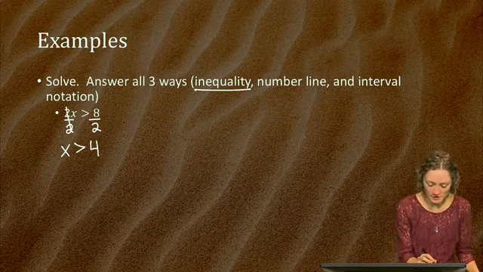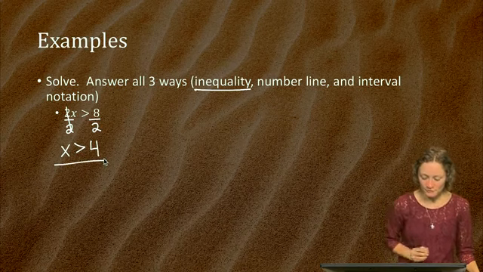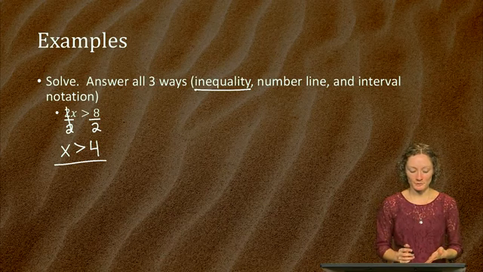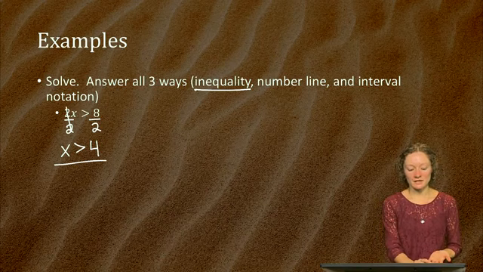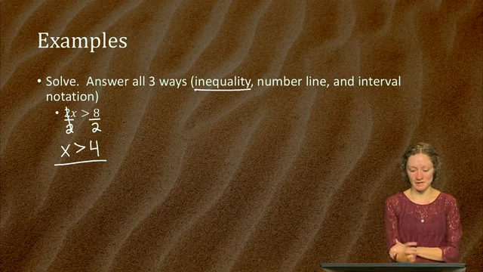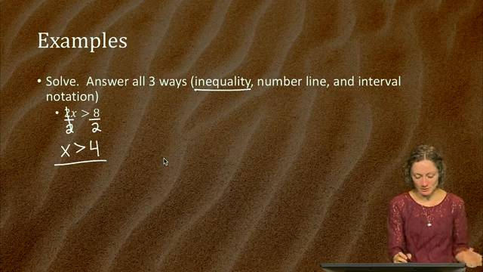So that's our first, I'll underline it, first of the 3 types of solutions. We have answered with the inequality symbol. So this more clearly tells us every number greater than 4 is a number that would make this initial inequality a true statement. Okay, so let's put that on a number line.